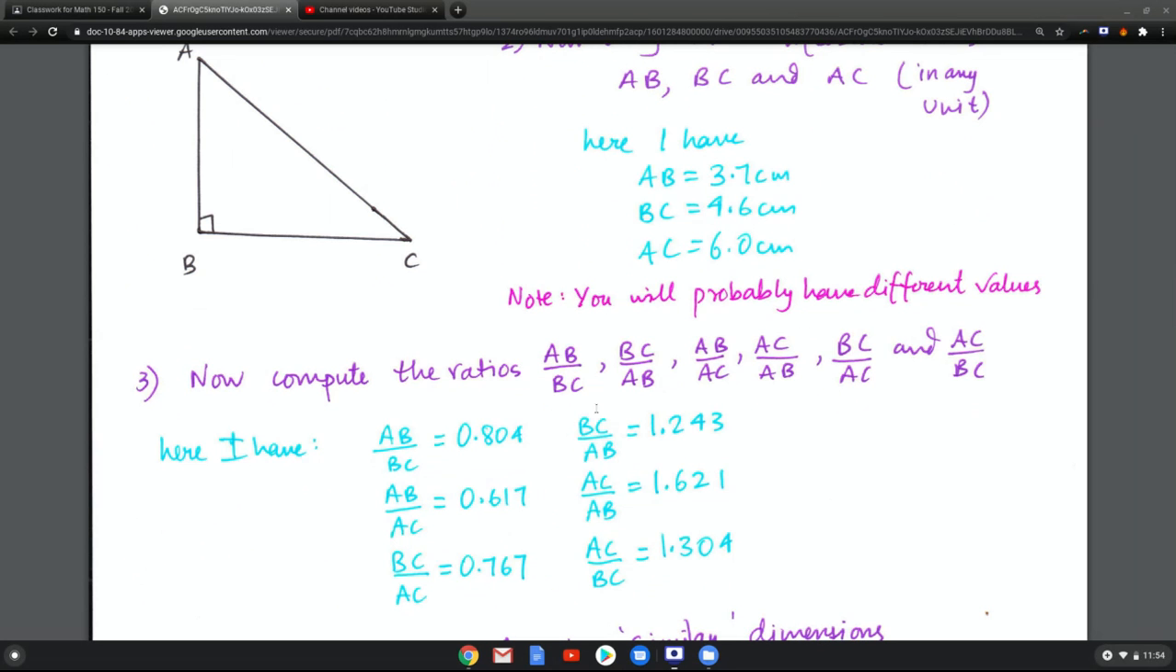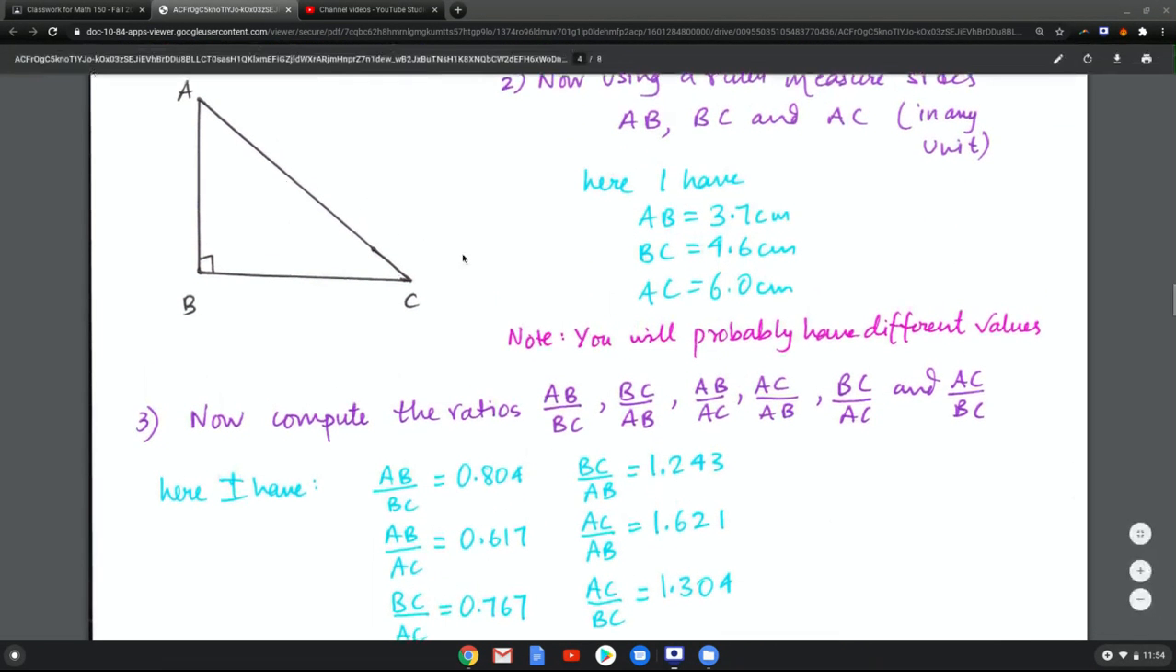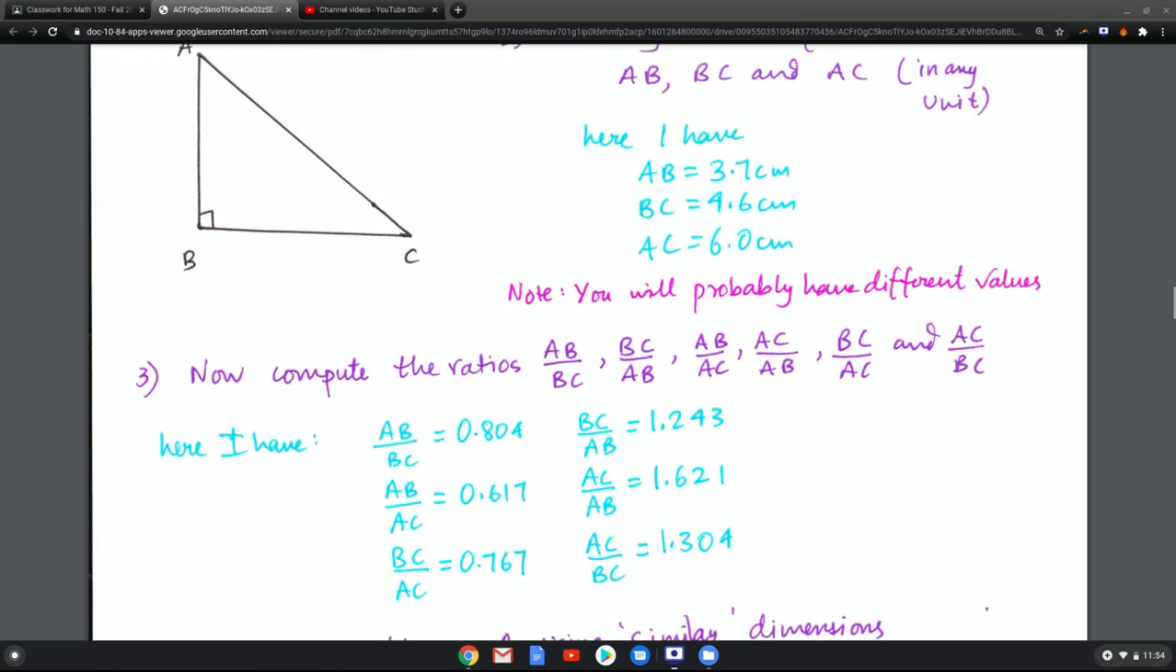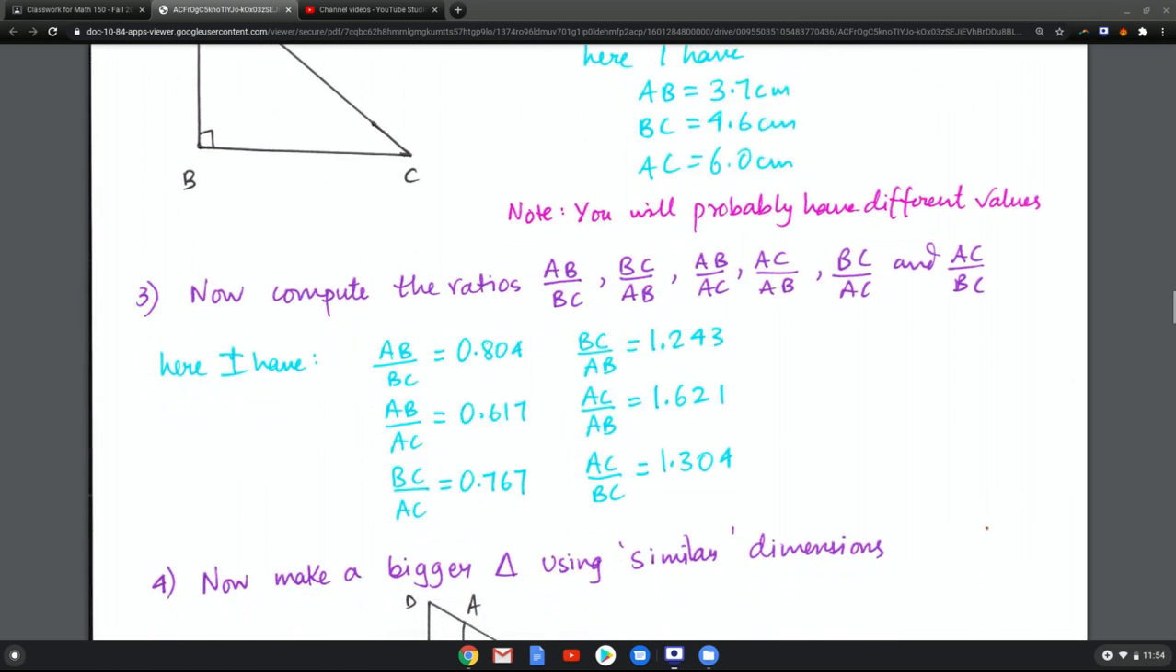Now when you compute these ratios, you can compute 6 ratios because there are 3 sides. You can have AB divided by BC, or the opposite, BC divided by AB. You can have AB divided by AC, or the opposite, AC divided by AB. And you can have BC divided by AC and its opposite, which is AC divided by BC. And then you end up with these ratios.